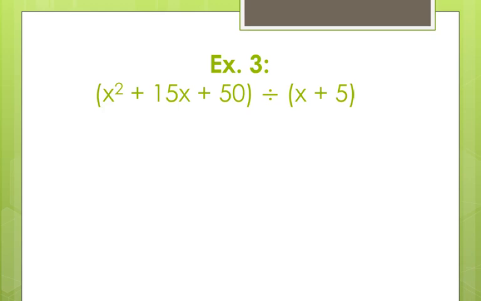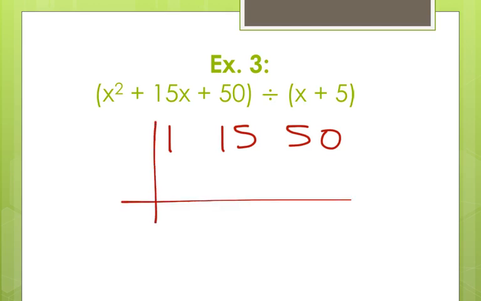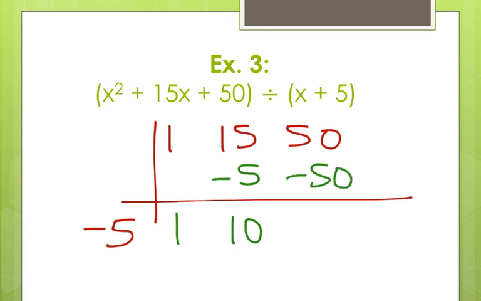Okay, for example 3, pause the video and try it and see if you can come up with the right answer. Okay, so what you should do is have it set up like this. Then you're going to bring down the 1. 1 times negative 5 is negative 5. 15 minus 5 is 10. Negative 5 times 10 is negative 50. And 50 plus negative 50 is 0.